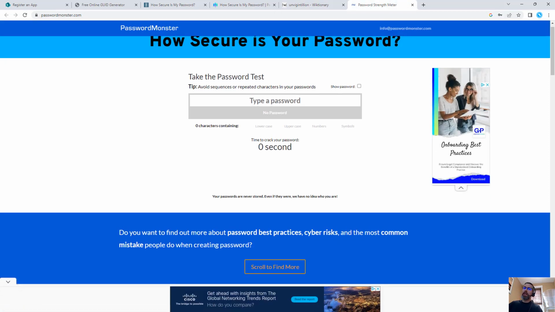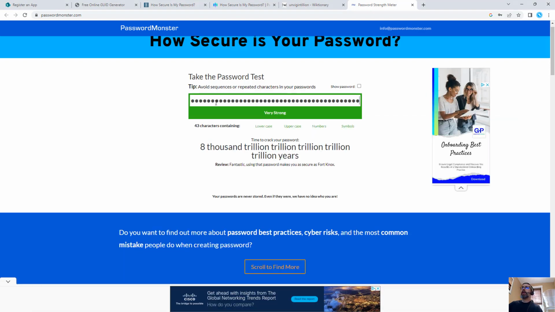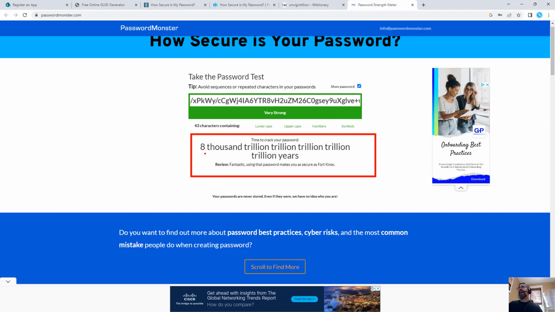Now, Password Strength Meter has a similar service where we can take a client secret, bring it over, put it in, and here it does come back, and you can turn on the visibility. It says that we have lowercase, uppercase, numbers and symbols, and that it's 43 characters. So that all matches what we were looking at. And the time it would take to crack your password is 8,000 trillion, trillion, trillion, trillion, trillion years. That's the word trillion 5 times. So I think we're in a pretty good spot when we're working with client secrets.